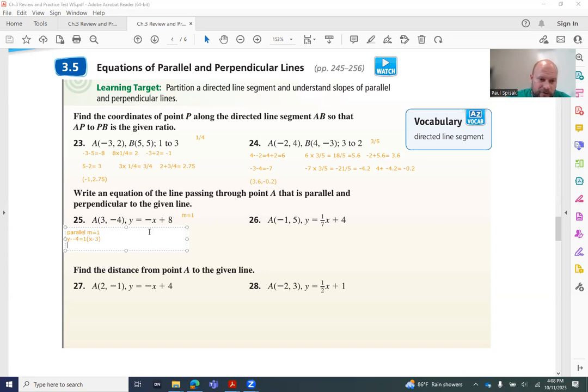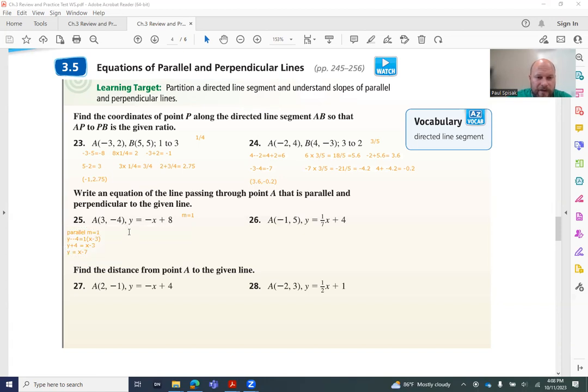Then we have to simplify here a little bit. So we have y minus a negative is really plus a positive. So that's y plus 4. And then on the other side we have 1 being distributed, so we have x minus 3. We need to get 4 over to the other side, so we're going to subtract 4. So we're going to have y equals x minus 7. And that's going to be our parallel line. Oops, that's supposed to be an x minus 7.